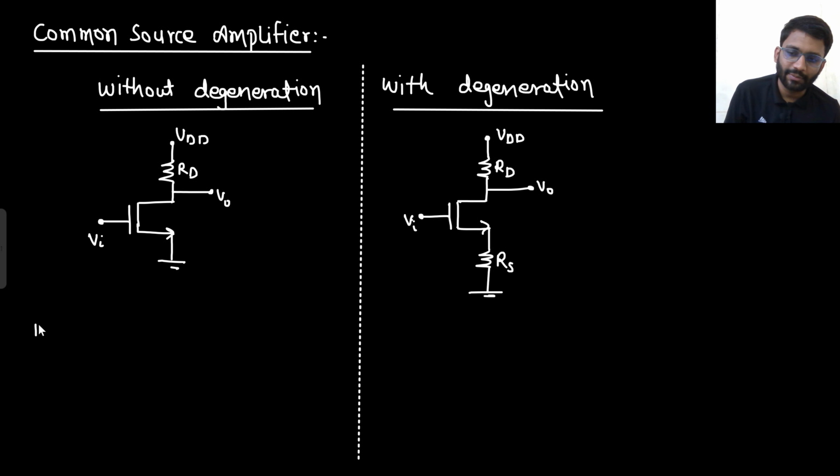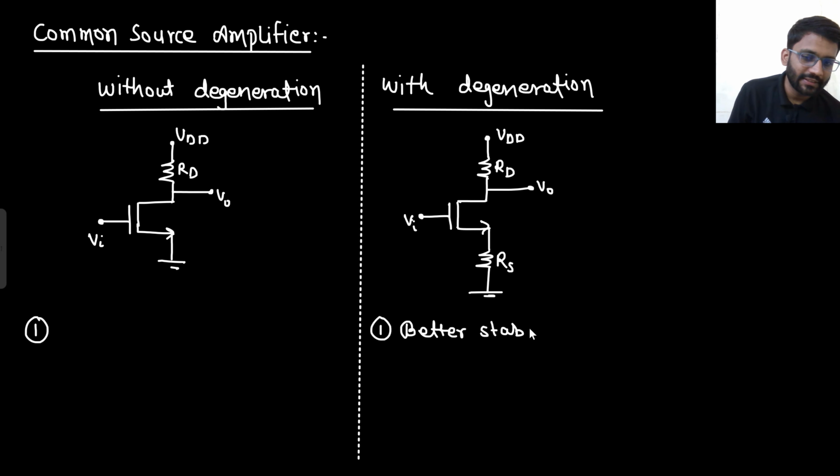So what is the first point here? Better stability was there, right? Better stability. Because if ID was increasing, then ID was getting down as well. Because VS was getting increased, VGS was getting decreased, and ID was getting down as well. So better stability is there. Here, if ID is increasing, then it can keep on increasing because there is no RS resistance which can take down the ID. So here, less stability.